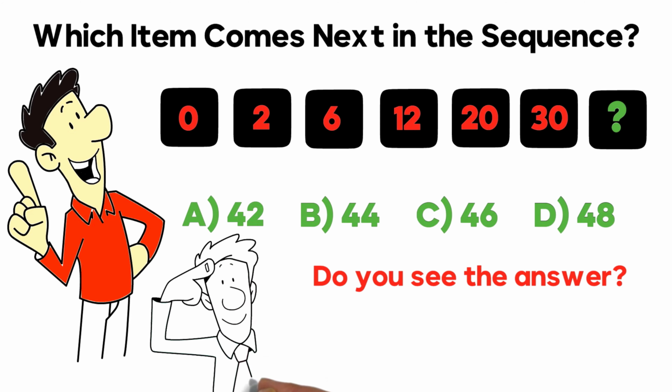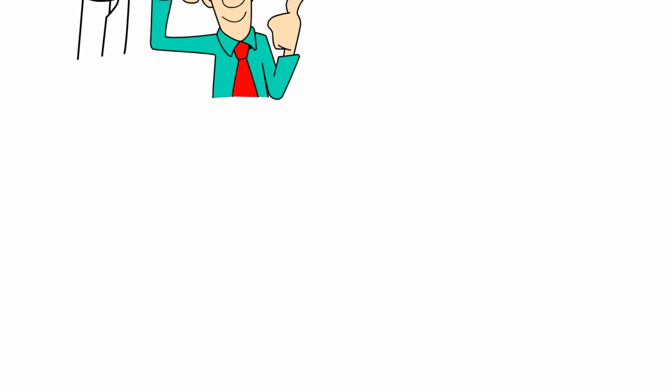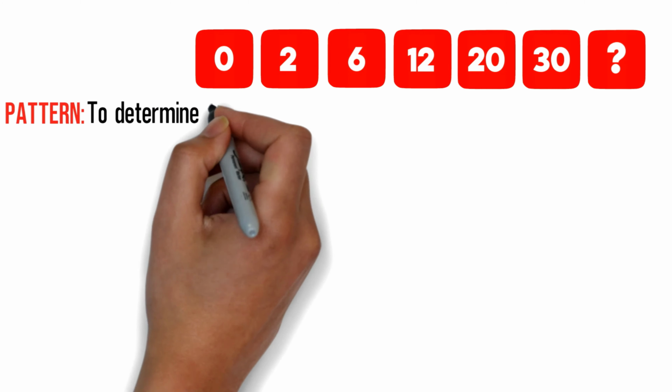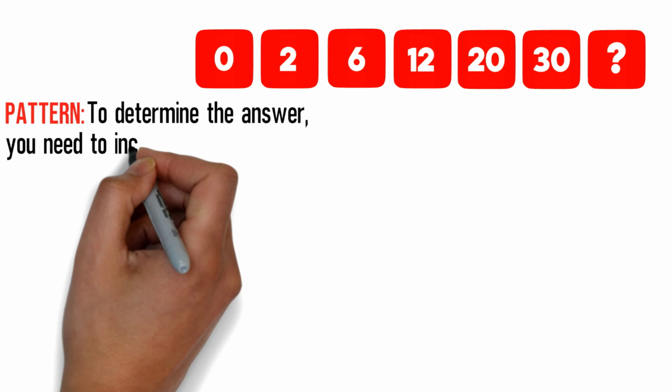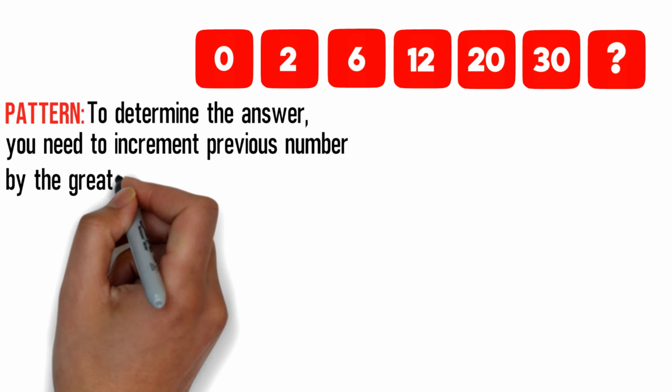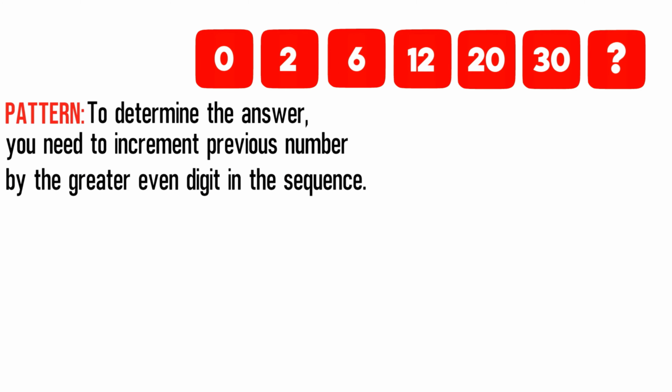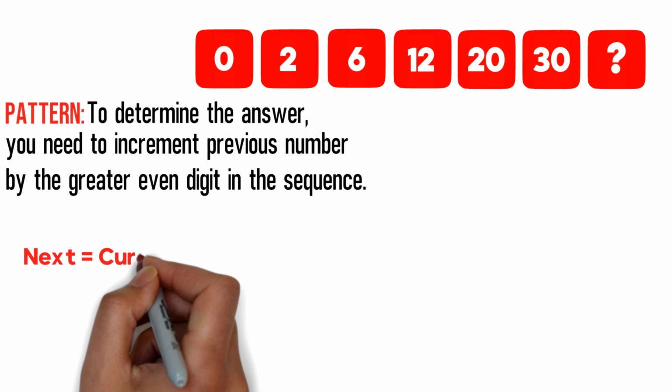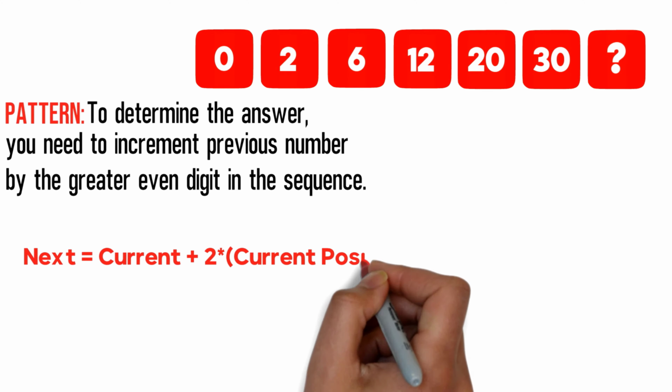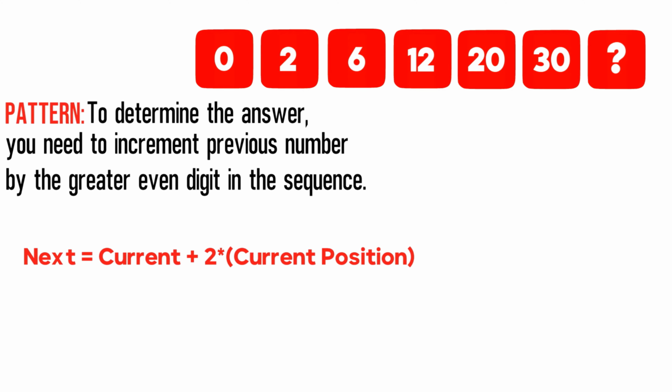Like it or not, we're gonna continue and I'll share with you the answer. As with any type of question, the key is to determine the pattern. To determine the answer in this particular case, you need to increment previous number by the greater even digit in the sequence. You can even come up with the formula. And in our case, the formula to determine the next number would be current number plus 2 multiplied by current position. Let's see how it works.